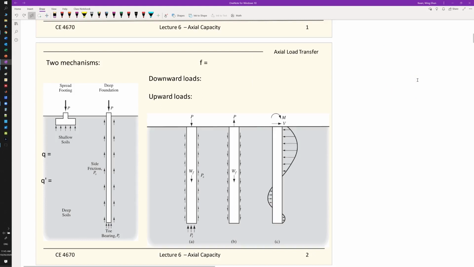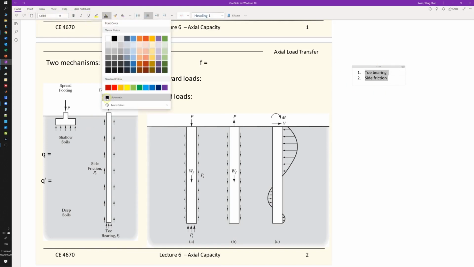Okay, so in the design of deep foundations, in piles, either driven piles or drilled shafts, there are two major mechanisms that we need to pay attention to when we consider the capacity of the deep foundations. The first one is the toe bearing capacity, and the second one is the side friction. It tells you how the deep foundations work, in terms of where the resistance or the loading capacity comes from for the given piles.